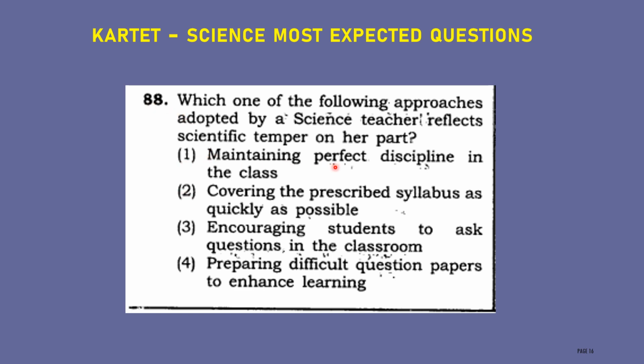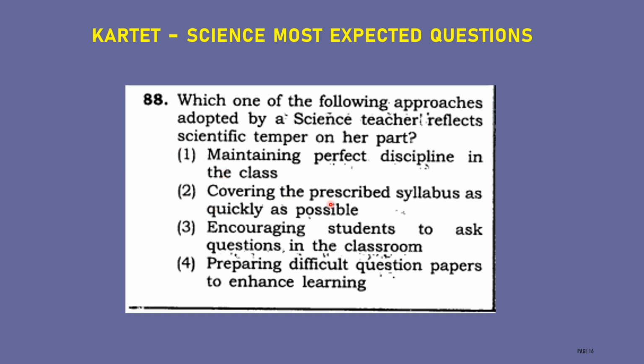Option A, maintaining perfect discipline in the class. If she maintains perfect discipline in the class, they will not even open the mouth. They will not raise the hand to ask the question. If so much discipline is there inside the class, they are very scared to interact with the teacher. Therefore this is the wrong one.